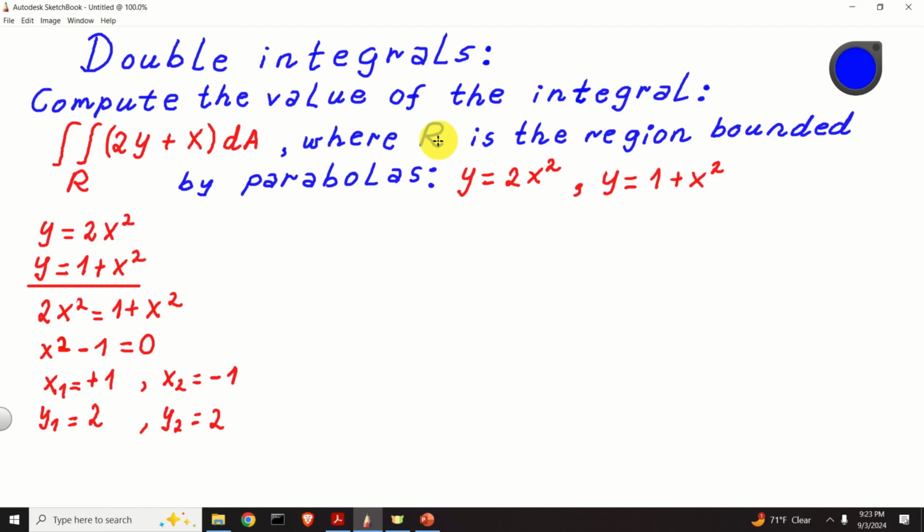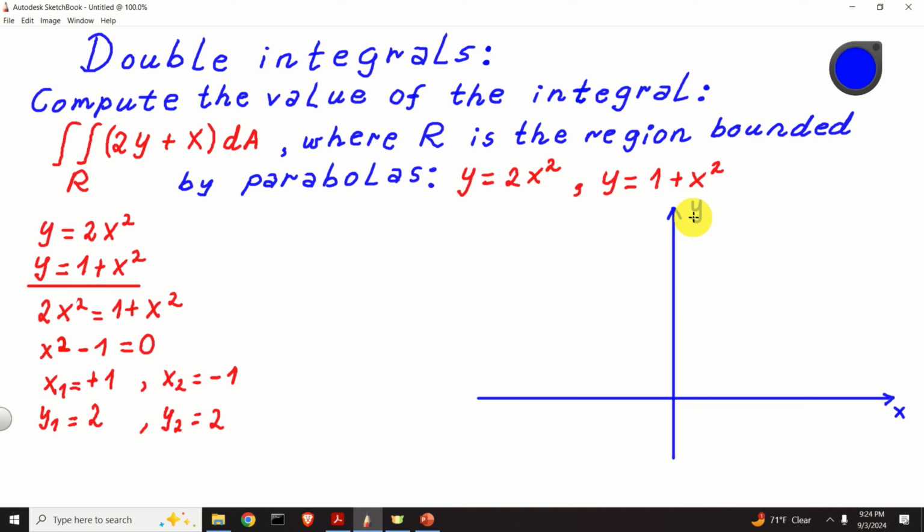Now we are ready to sketch this region in the two-dimensional plane. First of all, let's draw horizontal and vertical axes. This is x and this is y. So let's sketch these intersection points first. Okay, we have that x1 is 1 and y1 is 2. So let's take the measure. So for example, this will be 1, and symmetrically this will be minus 1, and then 2 will be somewhere here.